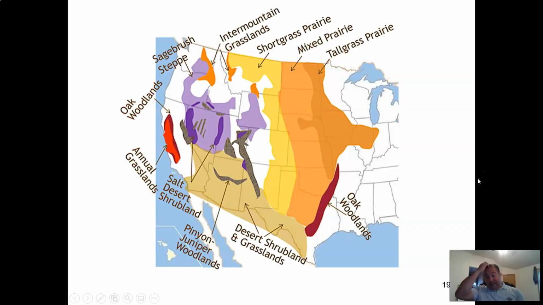If we try to look at all of the western United States together and where we see some of these different areas, this graphic just puts it together. Where would I find pinyon juniper? Where would I find desert shrublands? Where would I find oak woodlands? Where would I find the tall grass, mixed grass, and short grass prairies?